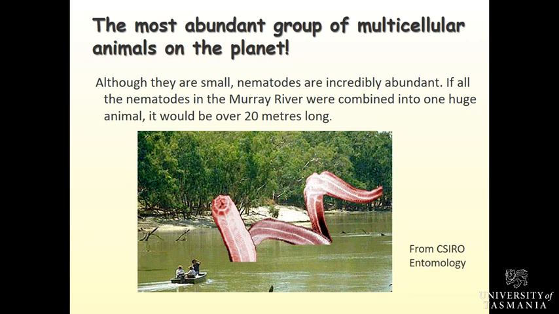They are very abundant. Some of the stats here. If all the nematodes in the Murray River were combined into one animal, it would be over 20 metres long, so that's a bit scary.